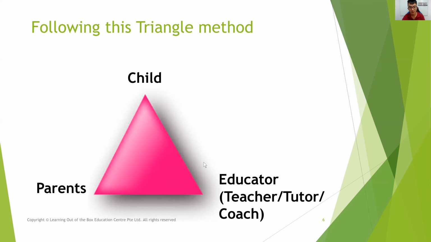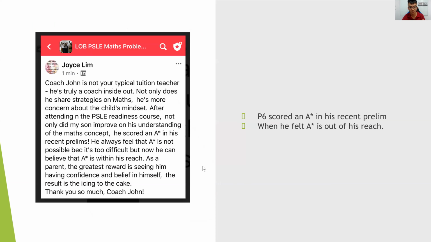It has worked so well that you can see from this sharing, we have a mommy, Joyce, and her child, a primary 6 boy, who is under my care and coaching. First of all, he didn't believe that he could get an A star. While working with the mommy and the boy, the biggest reward for him, besides the A star, is that the mommy can see the spike in his confidence and belief in himself. This is what all parents want.